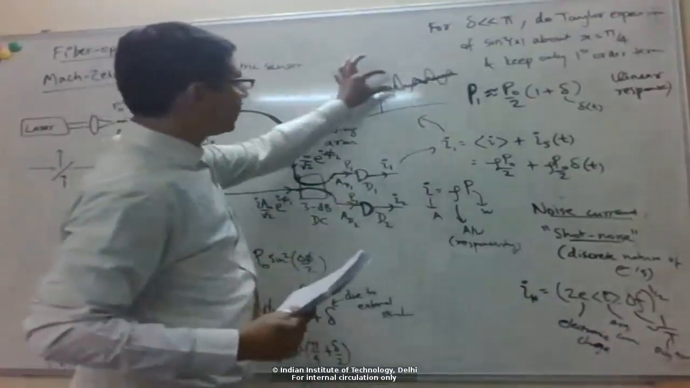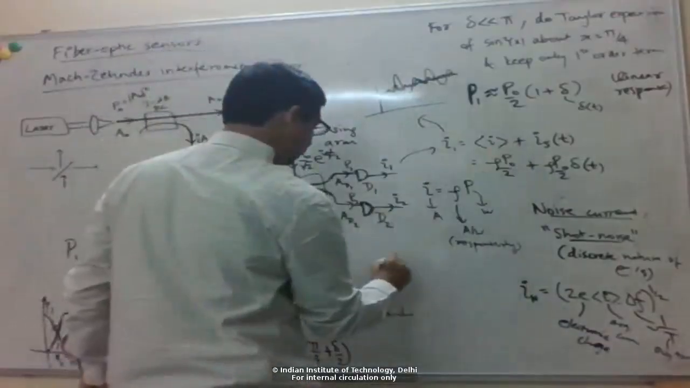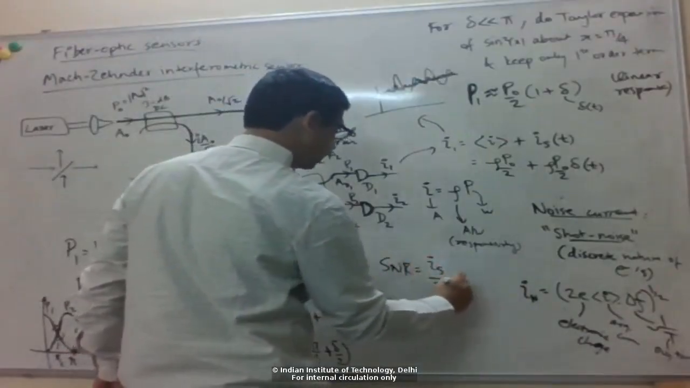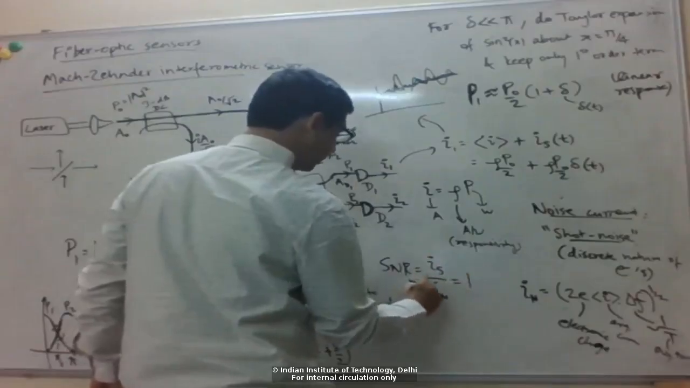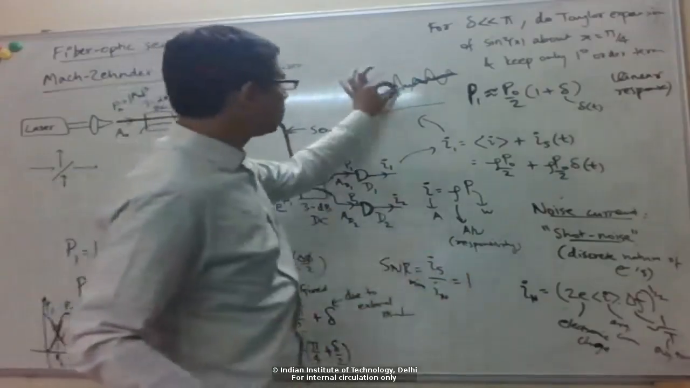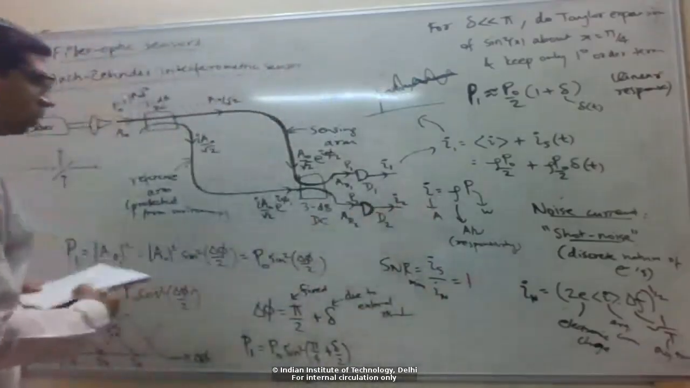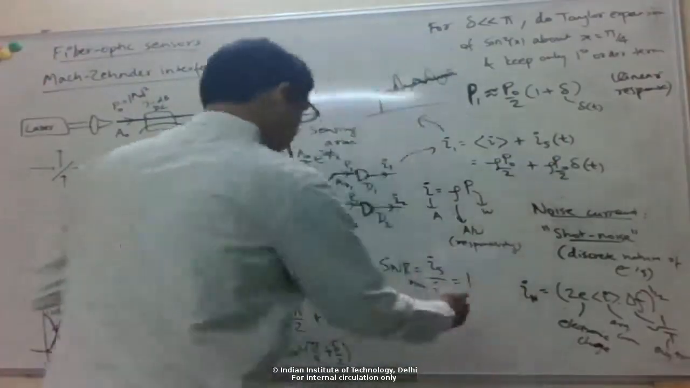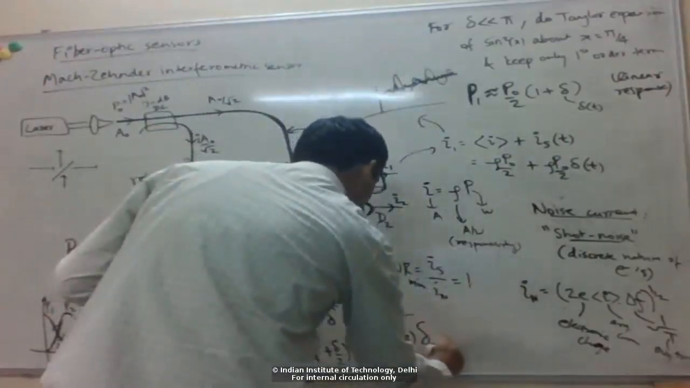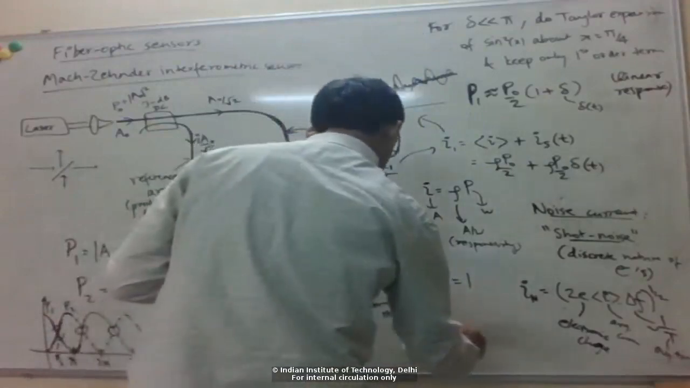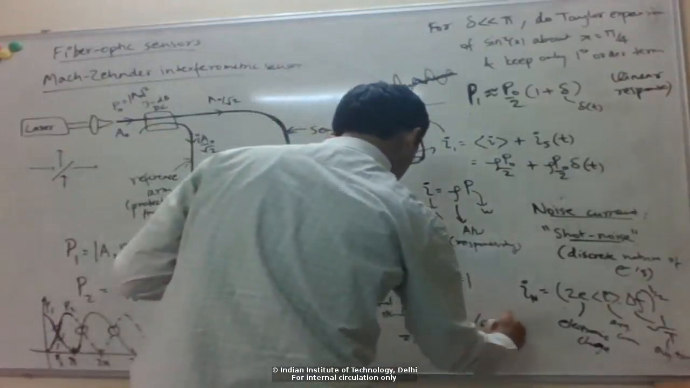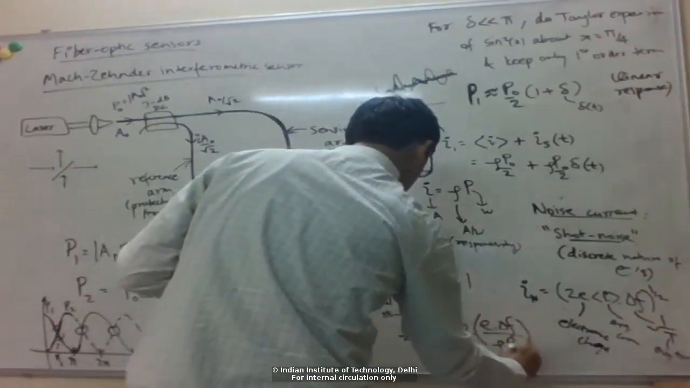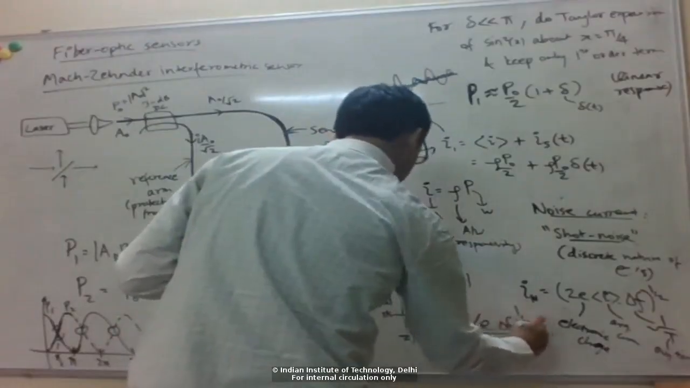So then the external change has to be above that. And the minimum change I can detect is when what is known as the signal to noise ratio, the signal current divided by the noise current, is 1. This is the minimum change I can detect. Once the signal current goes below the noise level, I cannot detect it anymore. So the minimum delta phi I can detect is when Is is equal to this In. From there you can see the minimum phase change that is detectable comes out to be this.